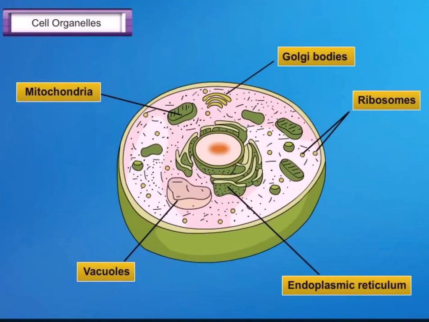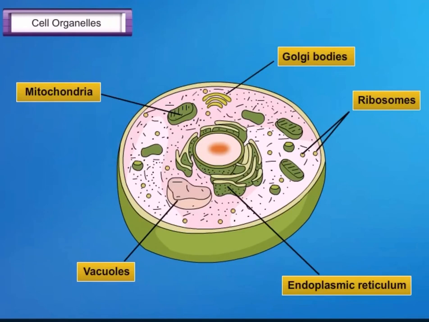Cell organelles. First, mitochondria produce energy in the cell. That is why mitochondria are called powerhouse of cell. Both plant and animal cell contain mitochondria. Next, endoplasmic reticulum help in the transport of substance within the cell. Next, ribosome help in protein synthesis. Ribosomes are found both in plant and animal cell.